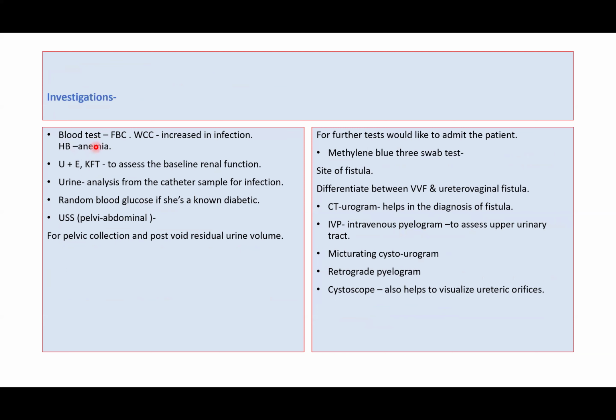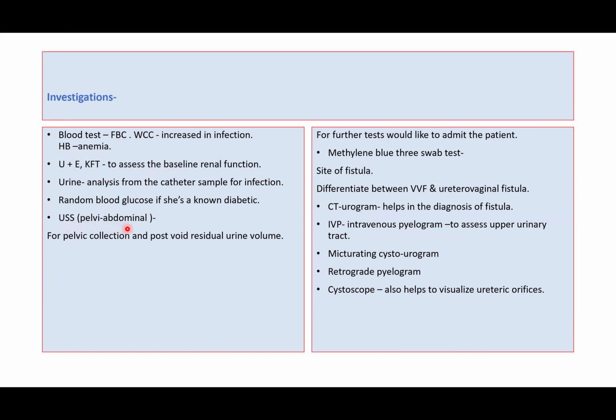Then regarding the investigations, start with the simple investigations first. We will offer blood tests: the full blood count, white cell count, which will be increased in infection, hemoglobin to check for anemia, urea and electrolytes, kidney function test to assess the baseline renal function, urine analysis from the catheter sample for infection, random blood glucose if she is a known diabetic, and ultrasound scan.